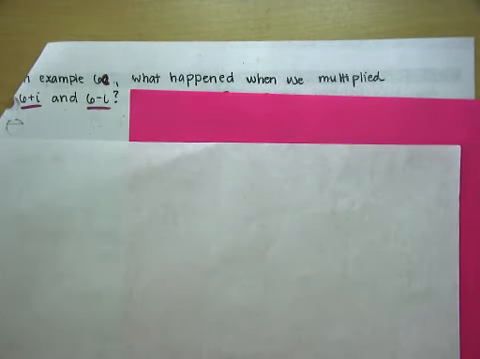What happened when we multiplied 6 plus i and 6 minus i? I want you to take a second here and look back to that problem and see how it was a little bit different from the first two that we did. So hopefully what you realized is that our answer ended up being a real number. We basically got rid of all the i's in our problem.